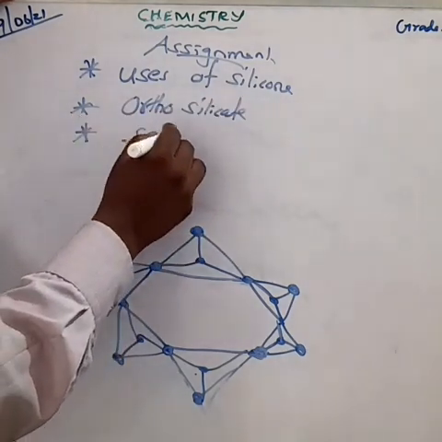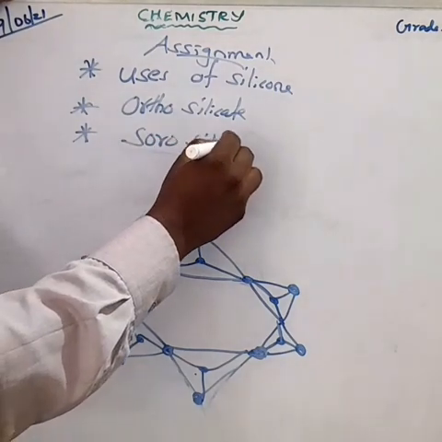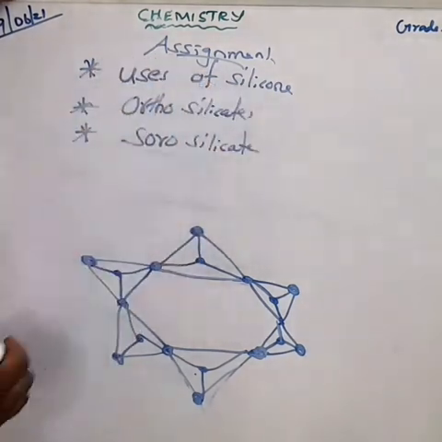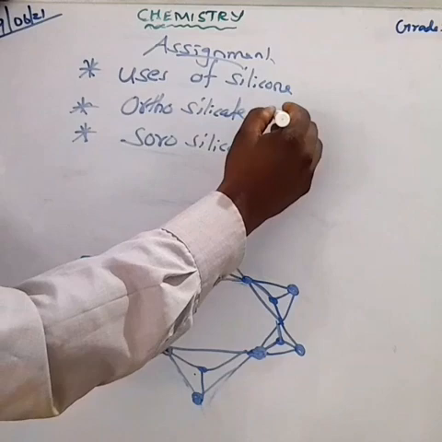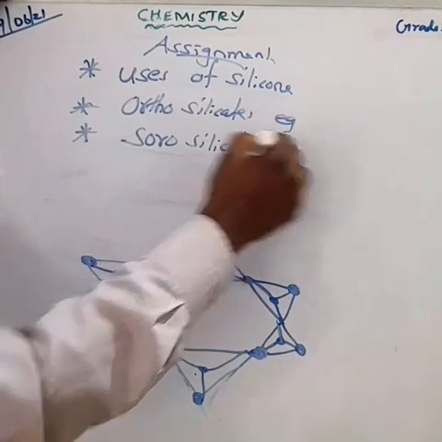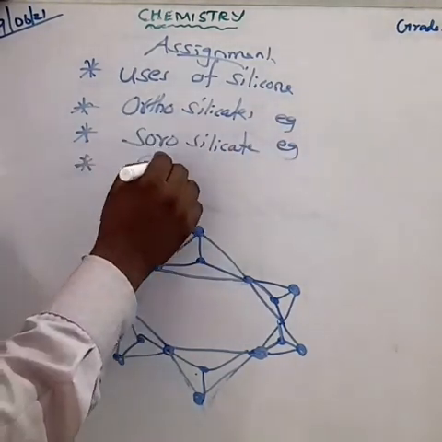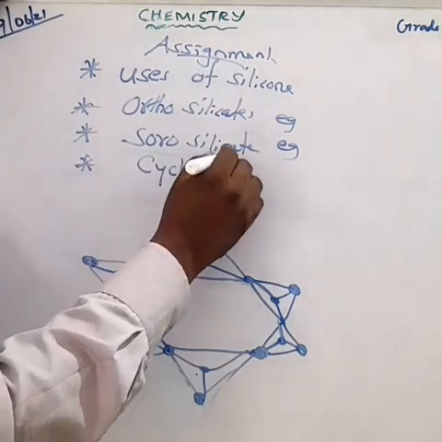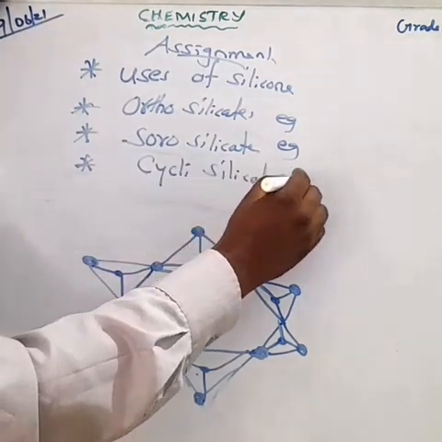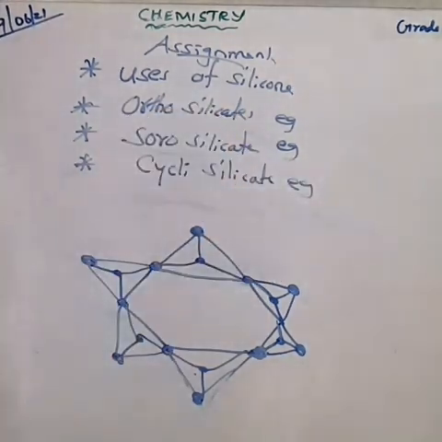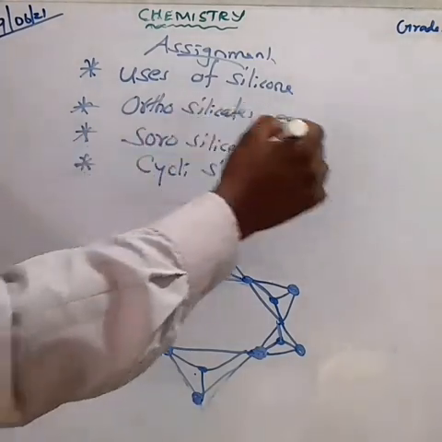Orthosilicate: that paragraph, example, and the 2 diagrams. Cyclic silicate: 4 or 5 lines, the example. Don't write the remaining, the example is enough. And the 2 diagrams, okay.